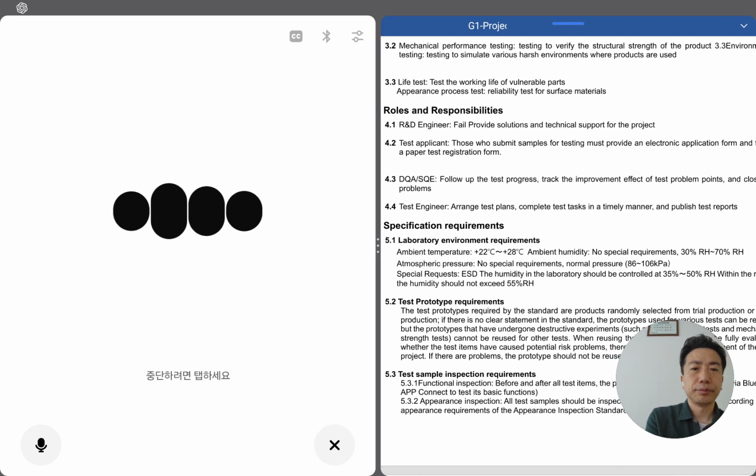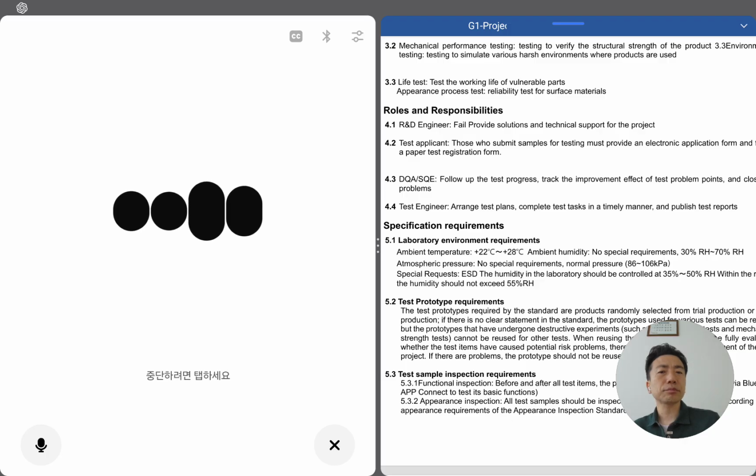Sure, David, here it is, nice and clear. Ambient temperature, 22 to 28 degrees Celsius. Ambient humidity, no special requirements, 30 to 70% relative humidity. Atmospheric pressure, normal pressure, 86 to 106 kilopascals. Special request for ESD, humidity should be controlled between 35 and 50% relative humidity and must not exceed 55%.